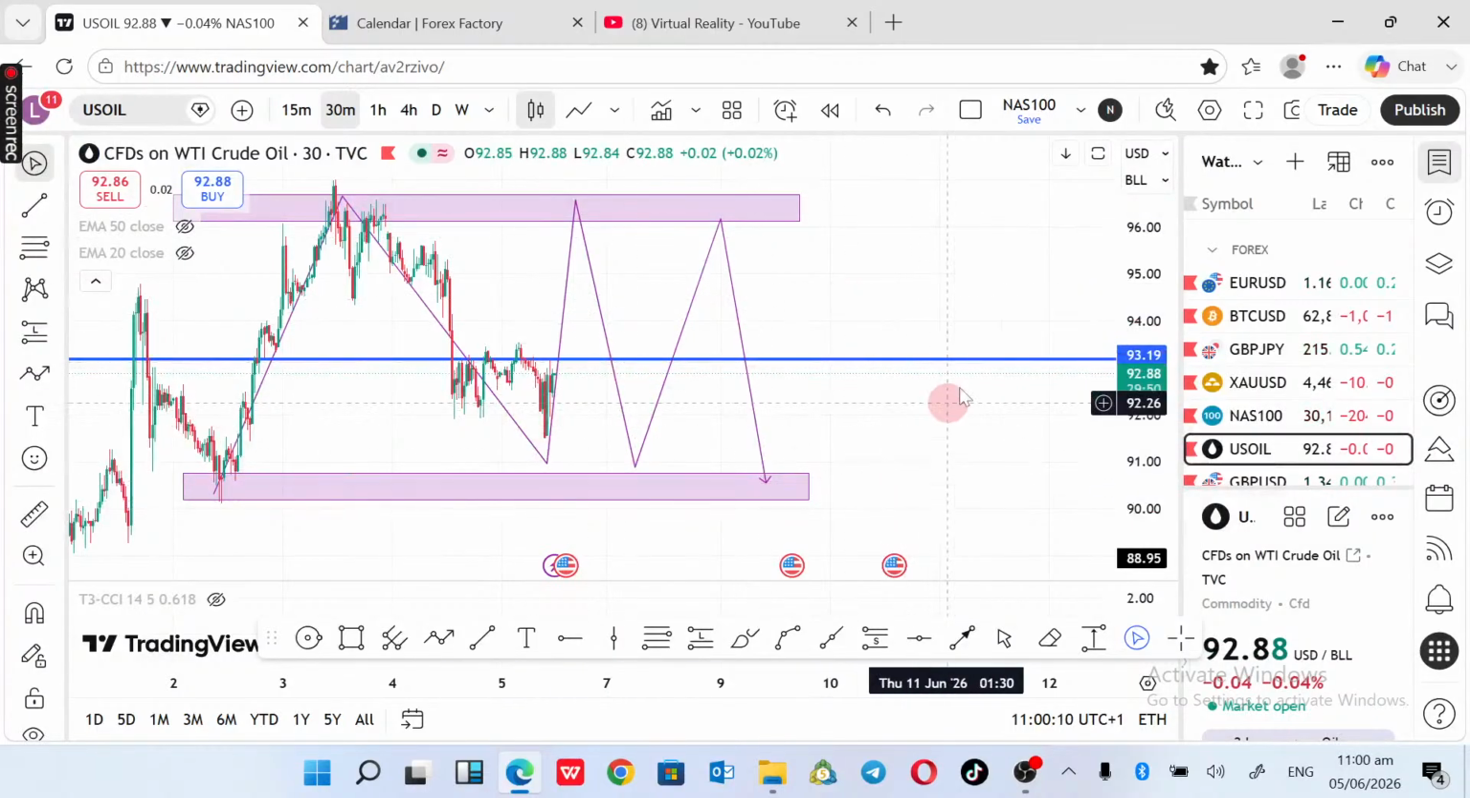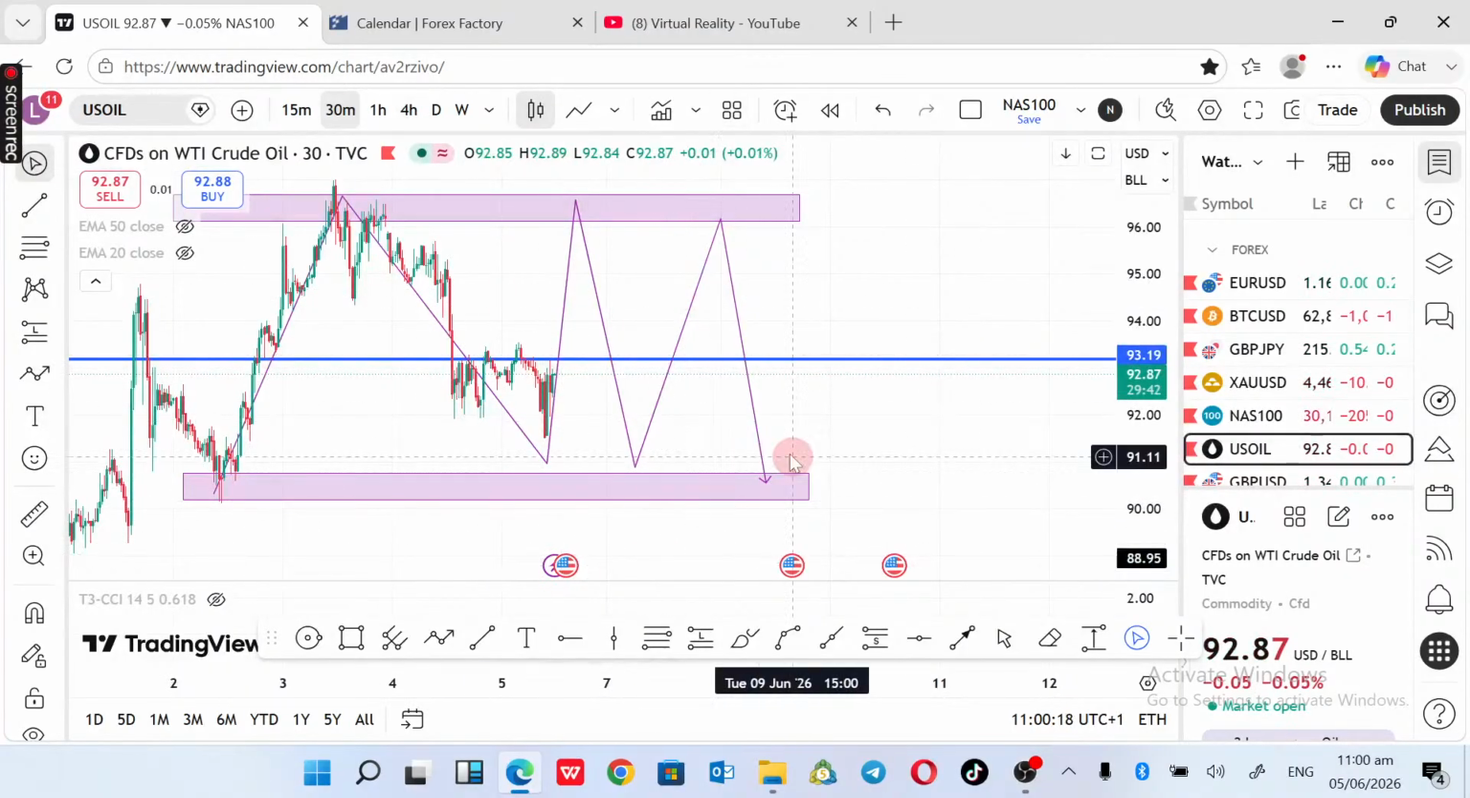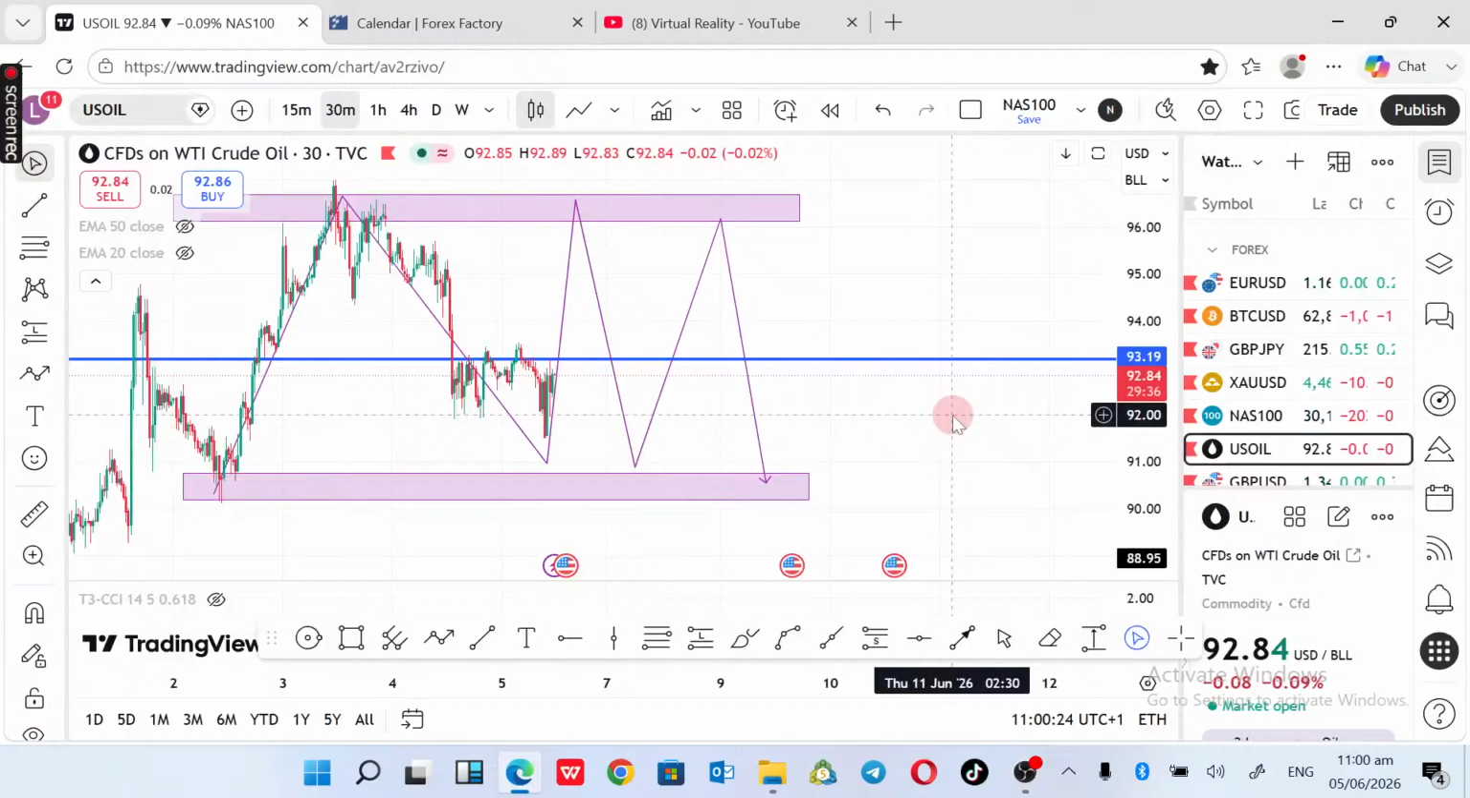So this is what I have in US oil. US oil sometimes can be very funny. If there are no fundamentals, it's difficult for it to move. For what we have on our chart, we have more of a ranging market, but it's an uptrend. But at this range, we can trade it with support and resistance, entering and exiting.